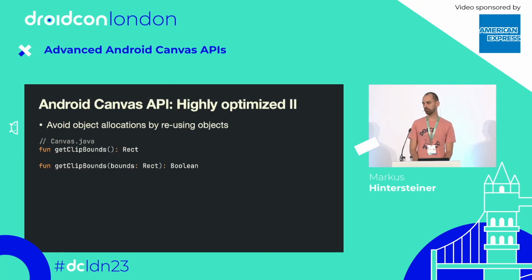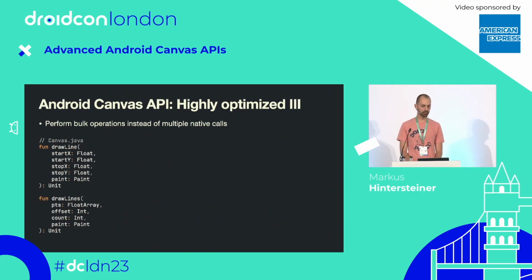Another strategy which is used, that's more on the getter side, is to simply reuse objects. So within your tight drawing loop, instead of creating a new object every time and doing the object allocation, you simply reuse an existing object. So here we have canvas.getClipBounds, which returns you the current clipping region as a rectangle. So this would already create an object allocation. But then there's also an overloaded method where you pass in an existing rectangle. And this way, you have a slightly optimized code.